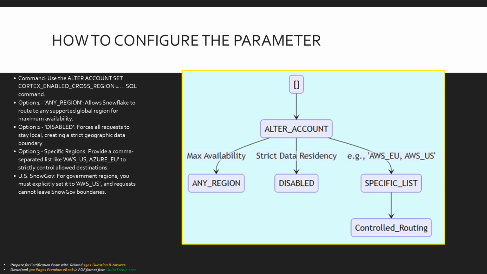This state diagram illustrates your configuration choices. As an administrator, you execute the alter account command, branching into three paths. You can choose any region for maximum availability, disabled for strict data residency, or a specific list of regions. The specific list gives you controlled routing, allowing you to balance compliance with access to cutting-edge AI features.